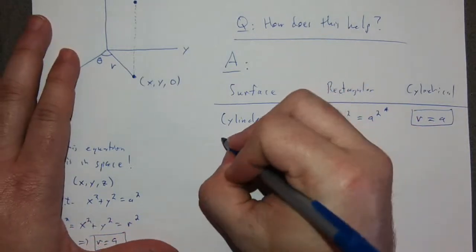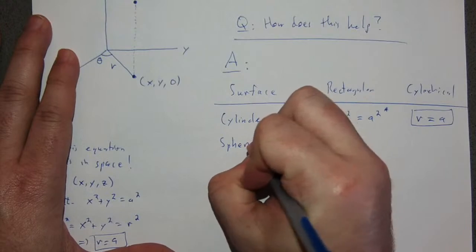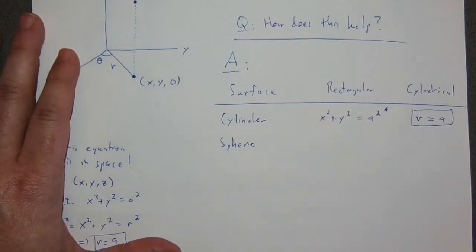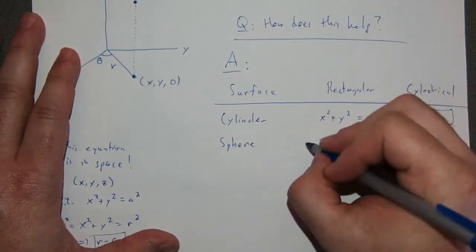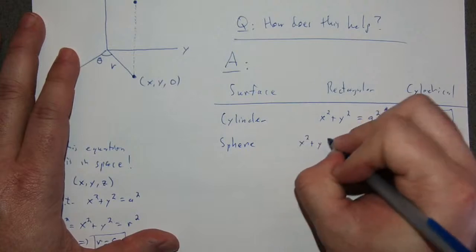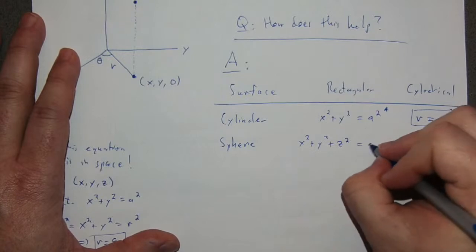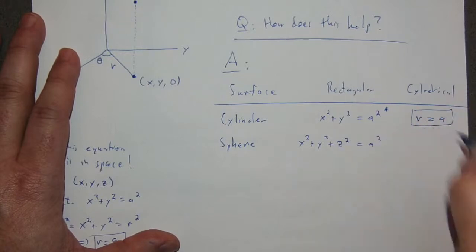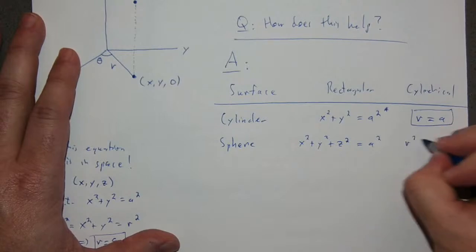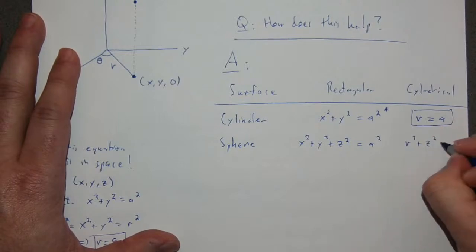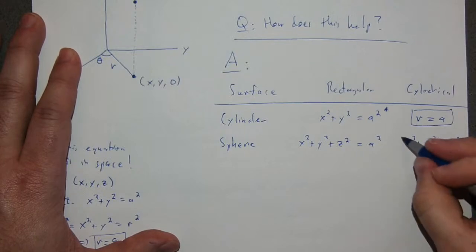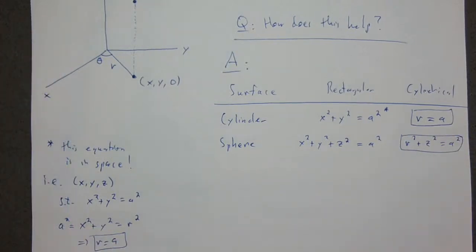Okay, a sphere is not great to describe in cylindrical coordinates. It's better than rectangular, but it's not great, and we're going to have spherical coordinates that do a better job of this. So a sphere is x squared plus y squared plus z squared is equal to a squared. So in cylindrical coordinates, like I said, this is a little bit nicer, but it's not great. This is r squared plus z squared is equal to a squared. So that's okay. Like, that's fine. But like I said, we're going to have better coordinates for dealing with that.